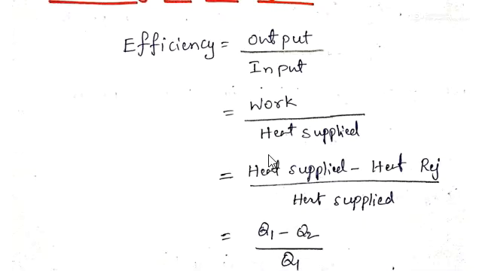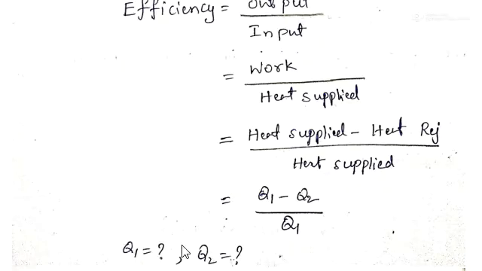Here, we can write work done as heat supplied minus heat rejected. Suppose Q1 is the heat supplied and Q2 is the heat rejected. So if we find Q1 and Q2, we can write the efficiency formula.